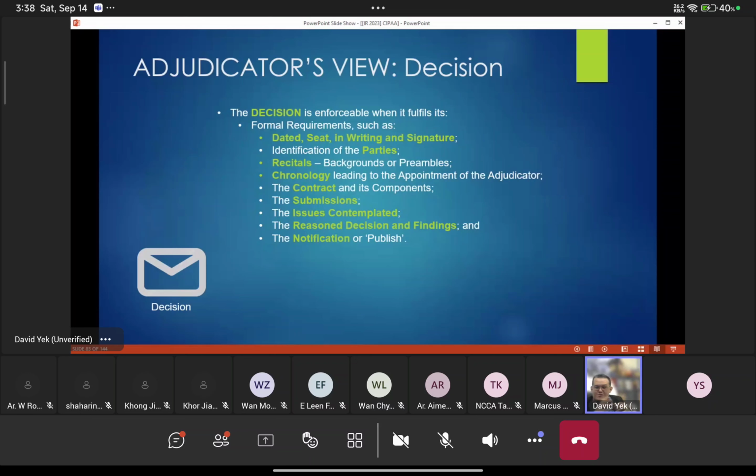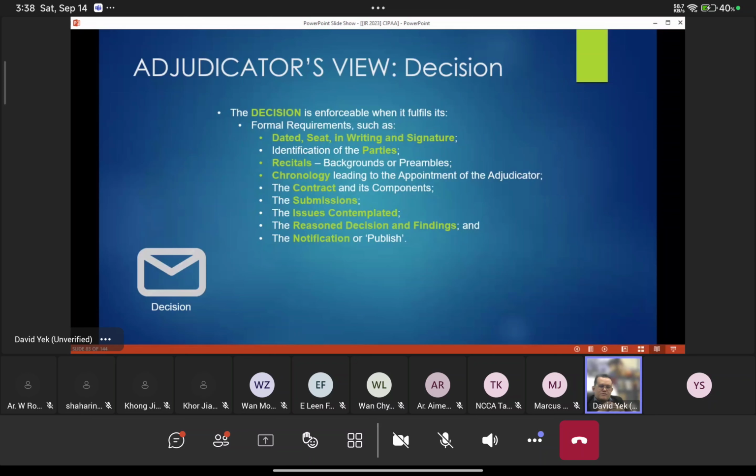Now, it seems very normal that I say identify the parties. I can tell you, for a very creative lawyer, even this meaning of identifying the parties can be a major issue. Okay, I will not say it more. Later, I will give you an example how this thing can turn out to be a big issue. Okay. Now, next, recital. That means in your decision, there must be a background, preamble to the whole dispute, and then there must be a chronology leading to the appointment of the adjudicator. What happened before and what happened after.